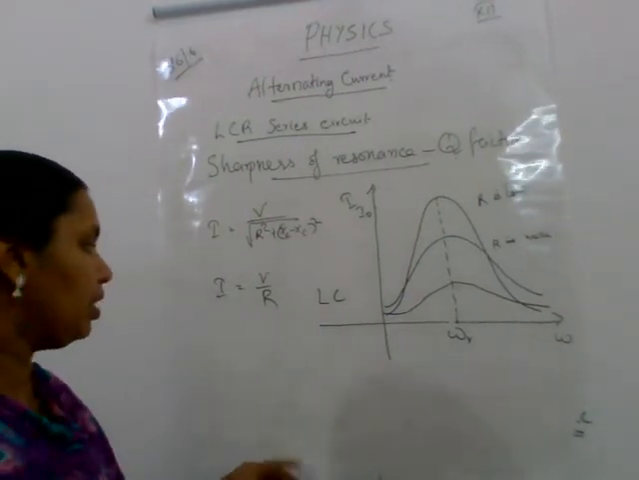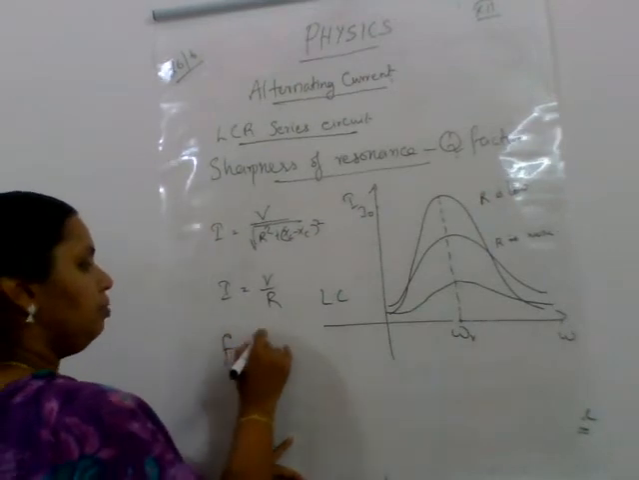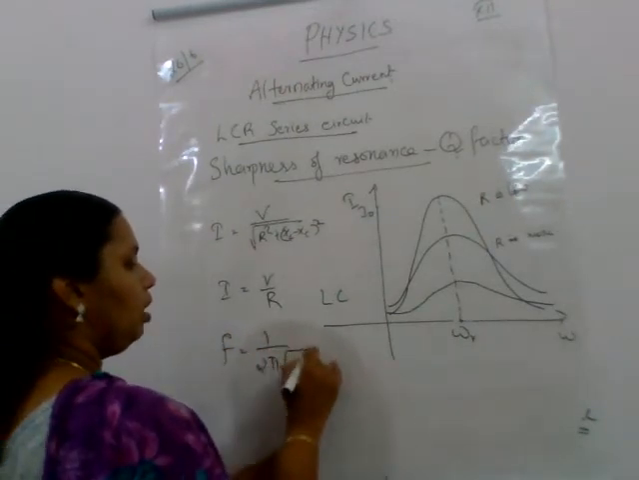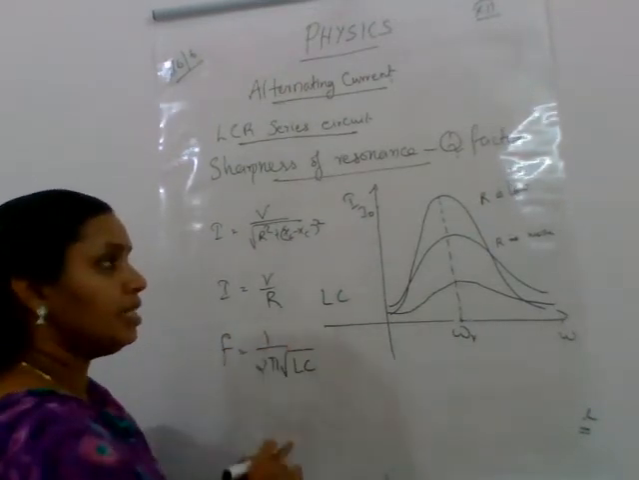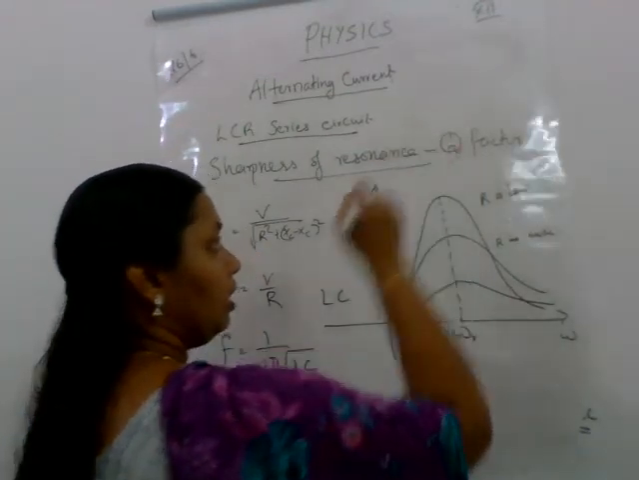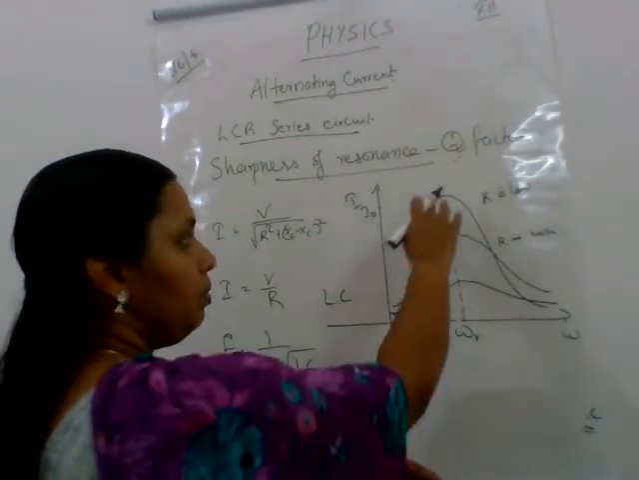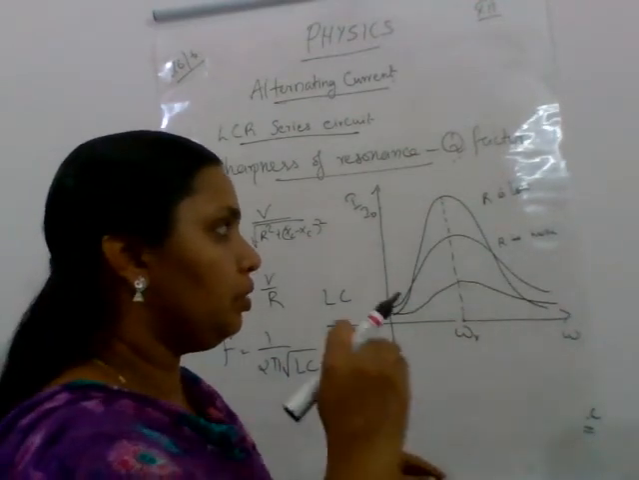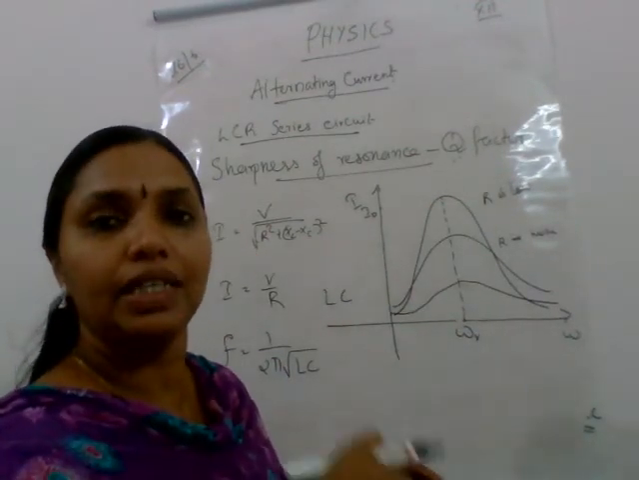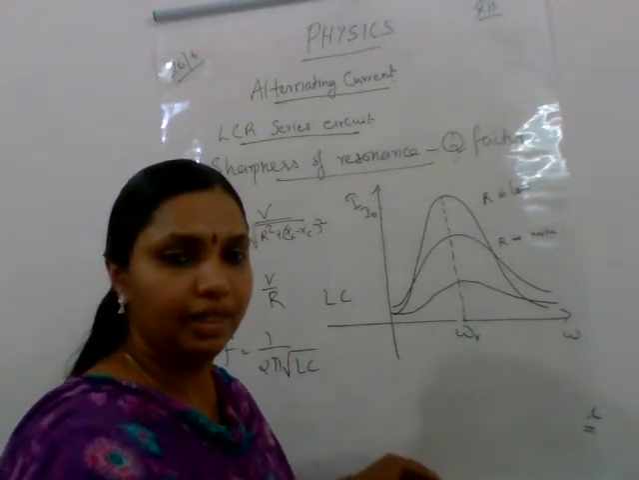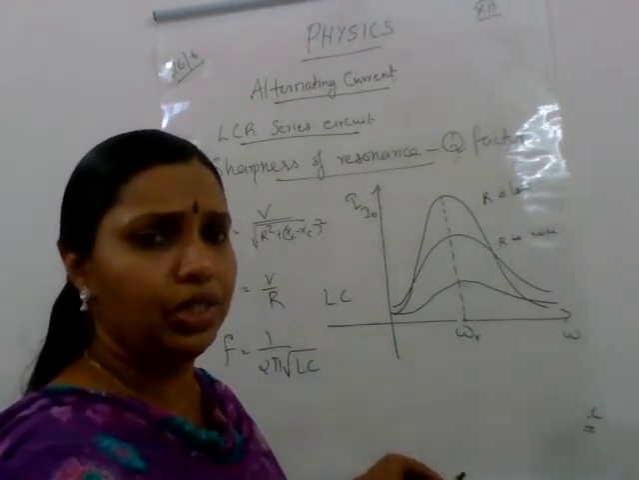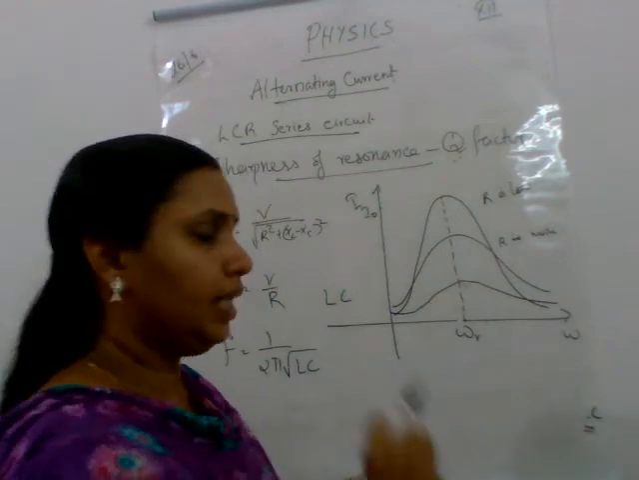So that is the frequency. It depends upon 1 by 2 pi root LC. So we can choose the value of L and C according to the required Q factor for getting the maximum current. So this represents the sharpness. According to the value of R, that is the resistance, the curve becomes flatter. That is, it becomes less sharp. That is, the maximum current decreases.